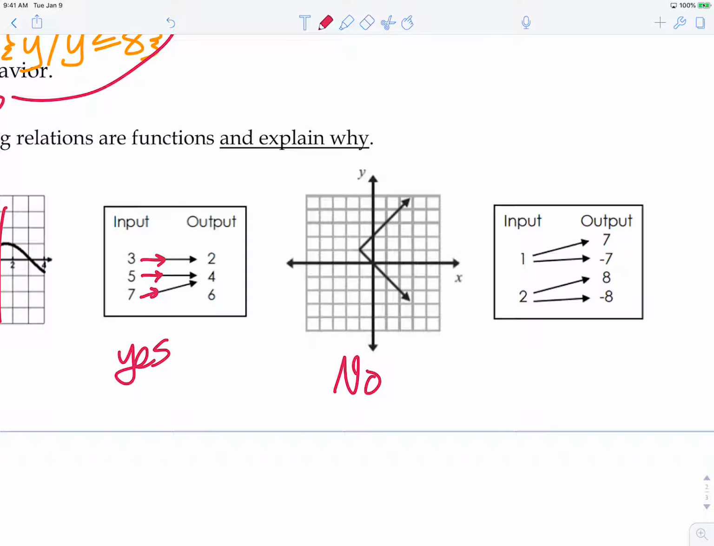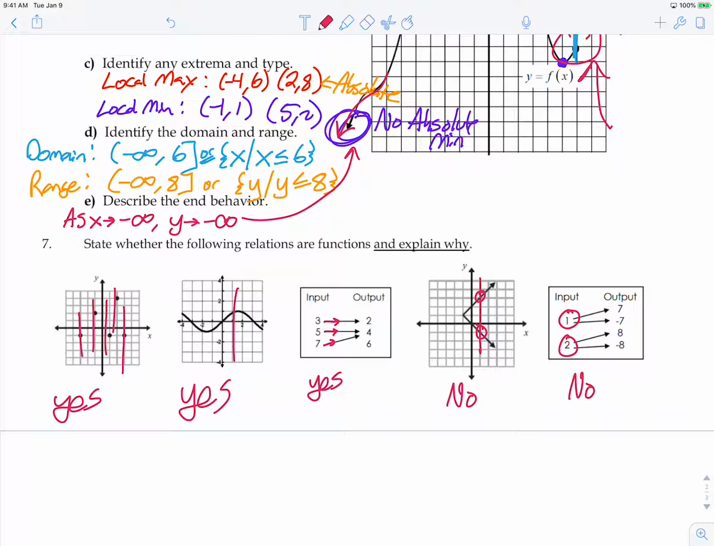This one is a no. If you were to take a vertical line, just say like right here, it crosses that graph twice, right there. Does not work. Same with this one. This one's a no. The input of 1 gives you 2 different answers, and so does the input of 2. So that one is also a no.